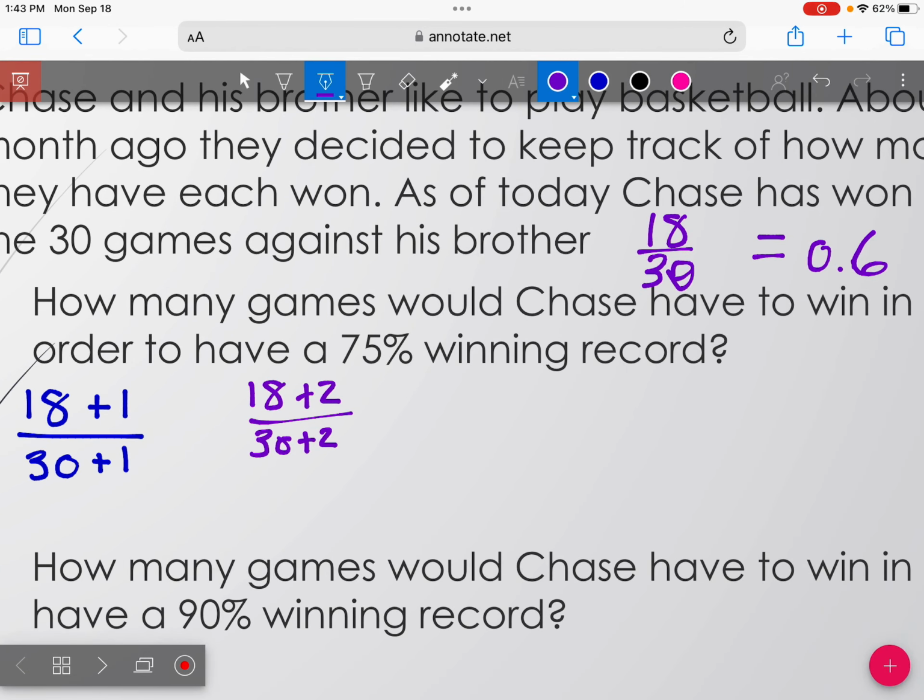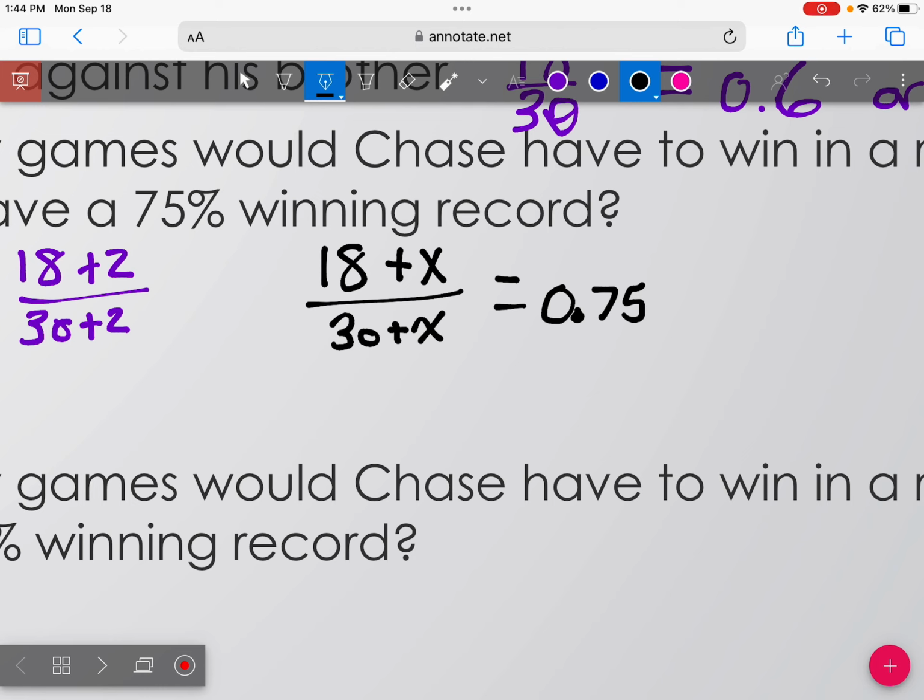What if it's some number of games, X? We could do 18 plus X over 30 plus X. And what do we want that to equal? 75%, right? How do I put 75% as a decimal? 0.75. That's how we're going to structure this.